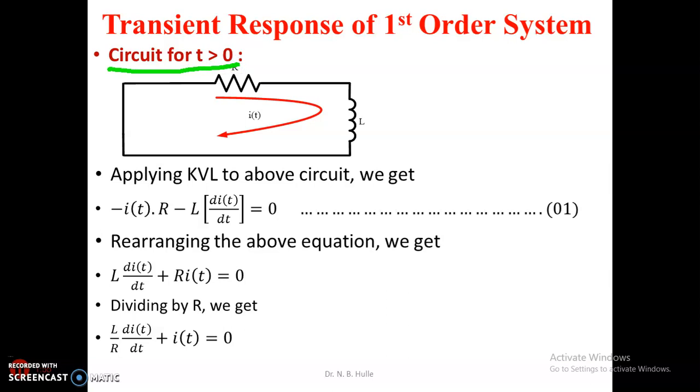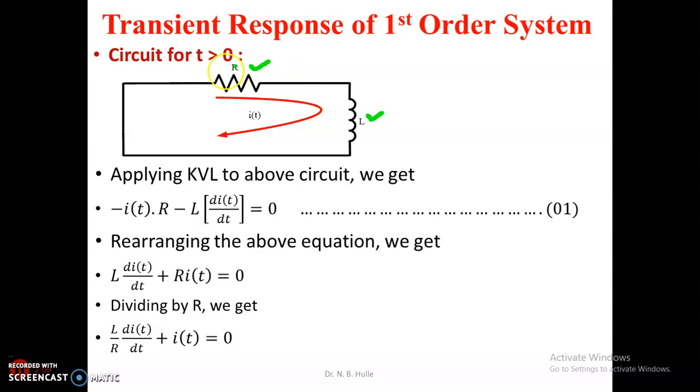In that particular case, the switch will be in position number 2, and whenever it is in position number 2, no source will exist in the circuit. Now here in this case, R is in the circuit and L is the inductor. Now here, the circuit was in the steady state before switching, and the inductor is charged to its maximum value, which is nothing but Im.